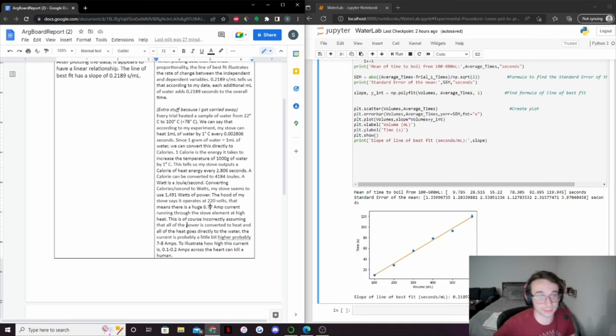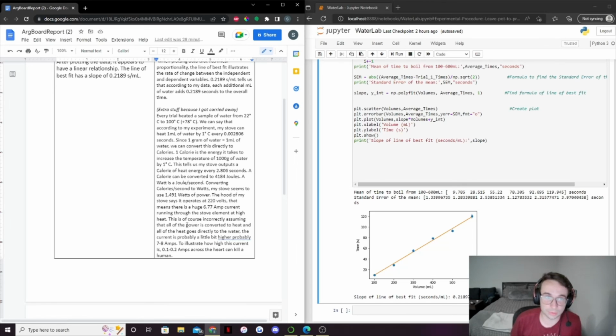Of course, this is incorrectly assuming that all of the power that the stove is using is converted to heat and that all of the heat goes directly into the water. So the current's probably a little bit higher, probably like 7 to 8 amps. But just to illustrate how high that current is, 0.1 to 0.2 amps across the heart can kill a human.